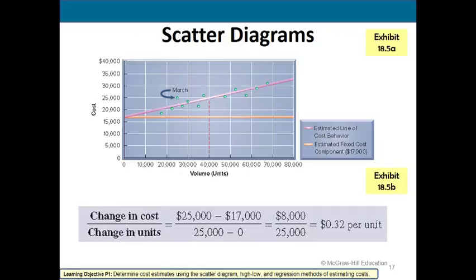So if you take the change in cost here of 25,000 minus 17,000, your numerator is going to be 8,000, and then the change in units is going to be 25,000. And so what you have is 32 cents per unit, which is your variable cost per unit.